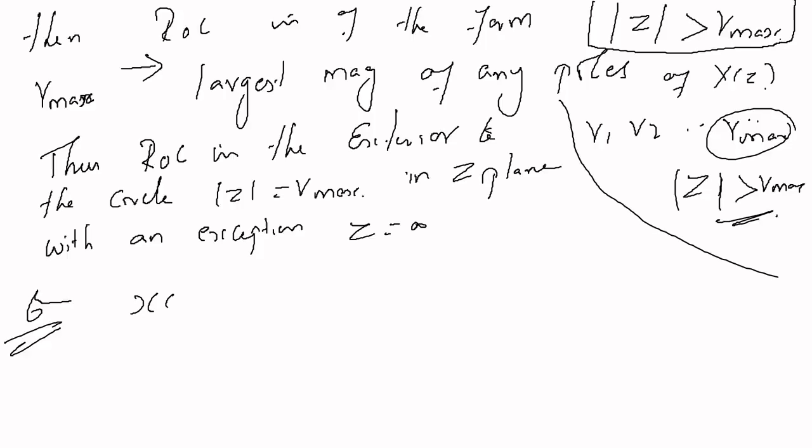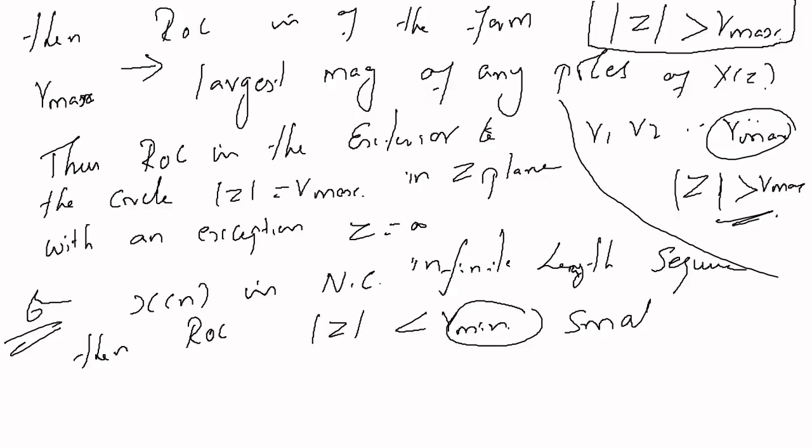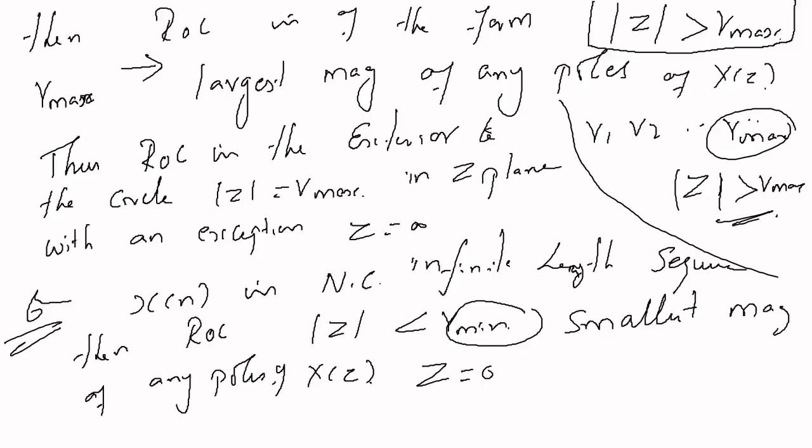Property number 6 says if x of n is a non-causal infinite length sequence, then ROC will be of the form modulus of Z less than R min, where R min is the smallest magnitude of any poles of X of z, with an exception, of course, at Z equal to 0.